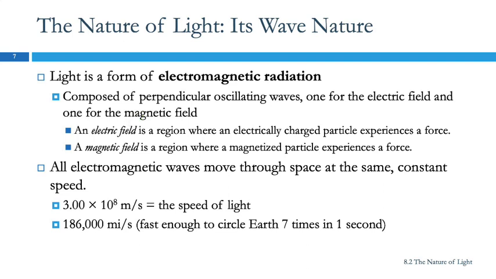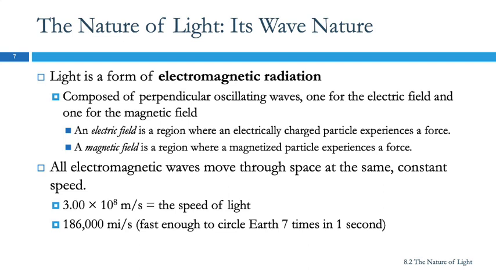So an electric field is a region where a particle that has an electrical charge on it will experience a force. Magnetic field, region where a magnetized particle experiences a force. So all electromagnetic waves move through space at the same constant speed. And that speed is 3 times 10 to the 8th meters per second. And this is often called the speed of light because it's the speed that light moves.